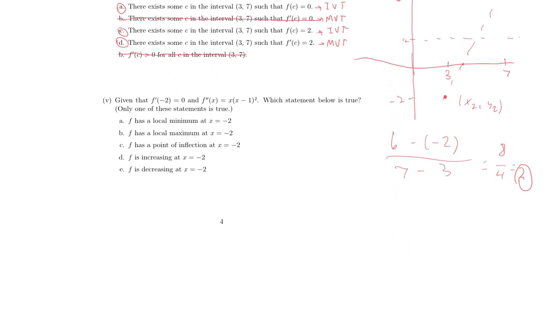Moving on. Given that f prime of -2 is equal to 0, and f double prime, so the second derivative, is x times x minus 1 squared, what statement is true? Only one of these statements is true. Okay, so let's think about what it means that f prime of negative 2 is 0. Well, when your derivative is 0, it is a critical point. So that means that we could be a max, we could be a min, we could be neither. But there's a good chance that we're either a max or a min.